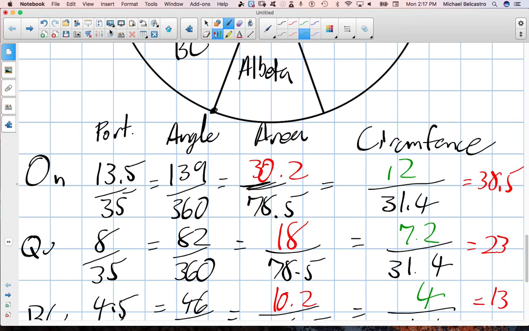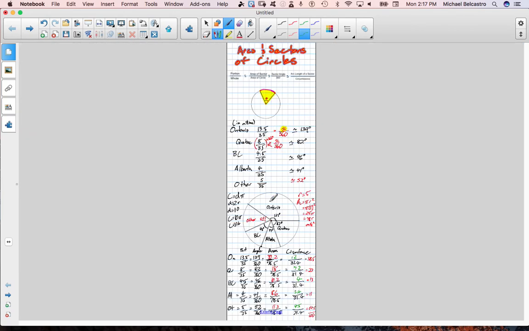So we did a lot in this question here. We built a pie chart. We calculated all the proportions for 4 major provinces' populations and the rest of the country put together under other. We calculated the sector or central angles. We calculated their sector areas for each one, and we calculated the arc length for each one. A lot of information in one video.